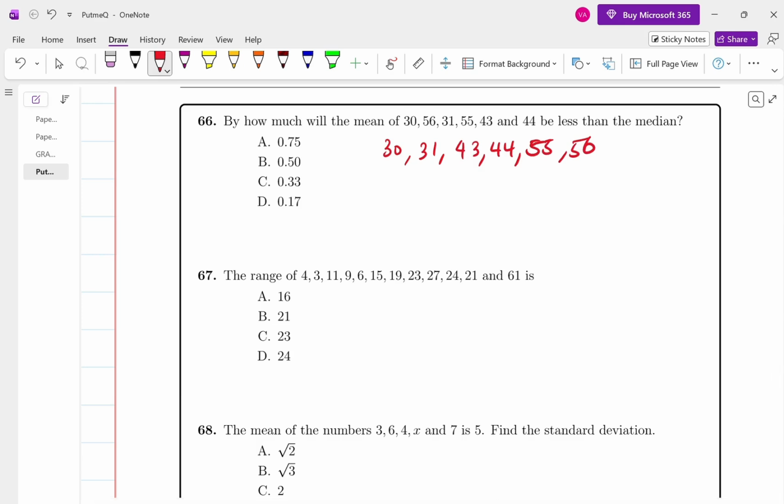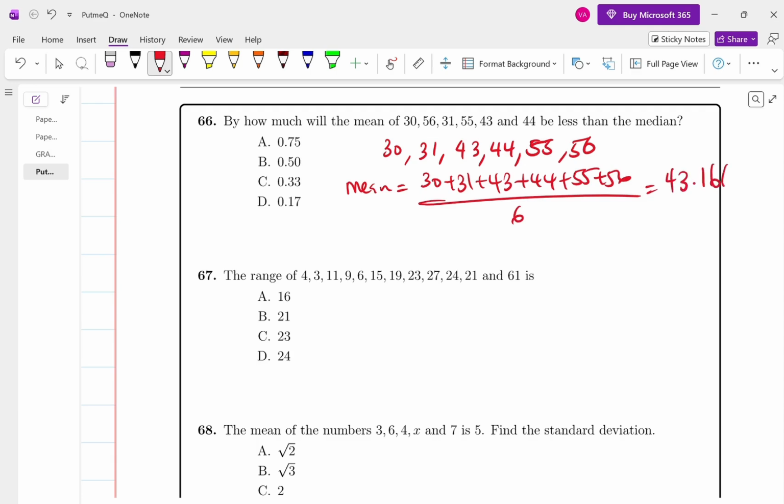Let's get the mean first of all. The mean is the sum of all the numbers: 30 plus 31 plus 43 plus 44 plus 55 plus 56, divided by 6, since we have 6 numbers here. When you do this, you're going to get 43.166, continuing. Then the median will become the sum of these two middle numbers, 43 plus 44, over 2. So this will be 43.5.